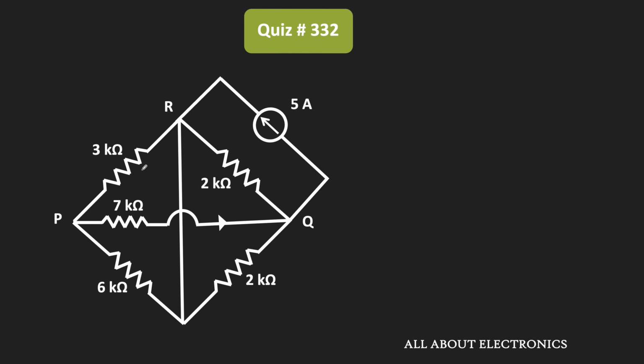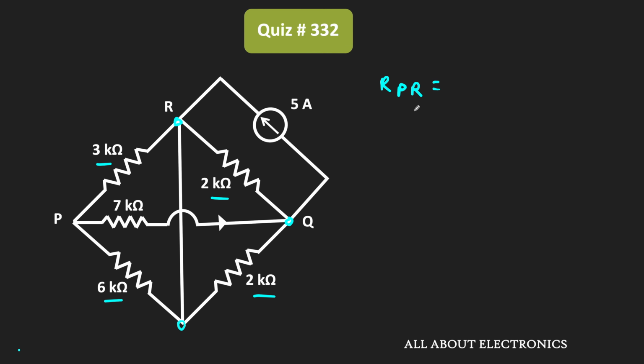So if you look over here, between the two terminals P and R, these two resistors 3 kilo ohm and 6 kilo ohm are connected in parallel, because here these two terminals are short circuited. Similarly, if you see these two terminals R and Q, then these two resistors 2 kilo ohm are connected in parallel. That means here the equivalent resistance between the two terminals P and R is the parallel combination of this 3 kilo ohm resistor and the 6 kilo ohm resistor.